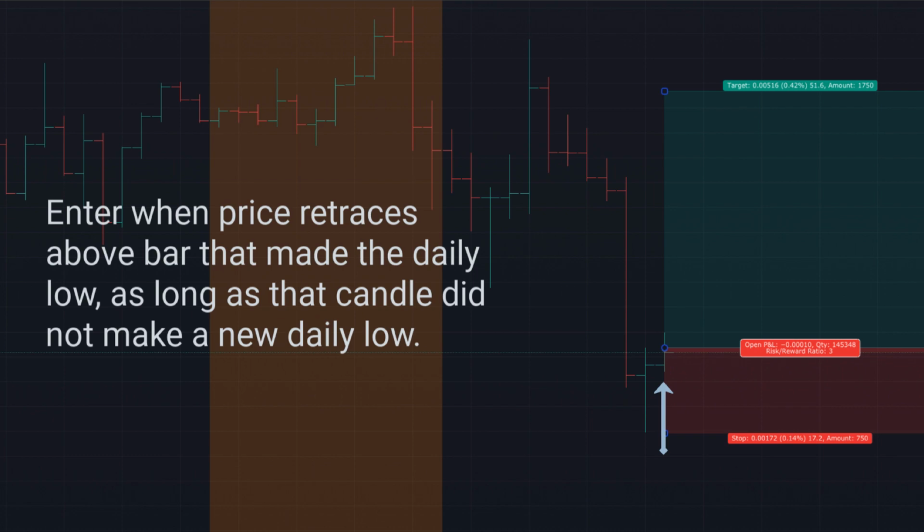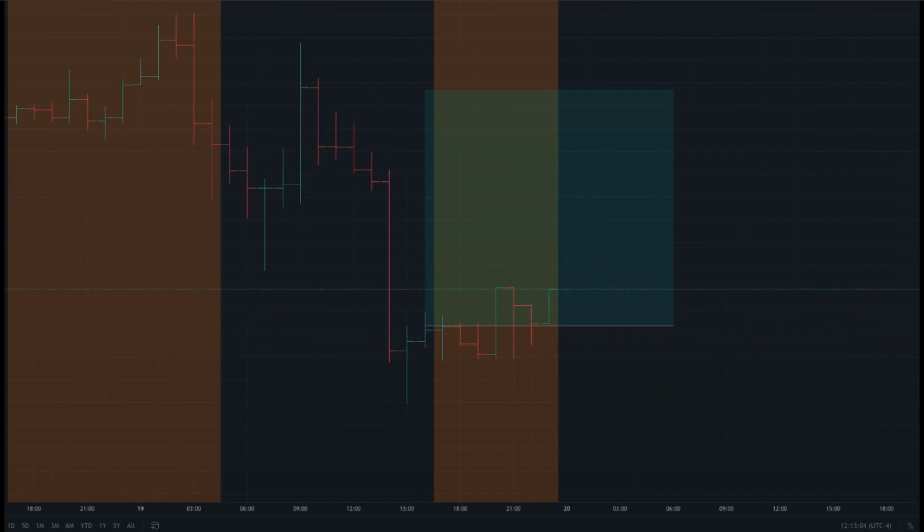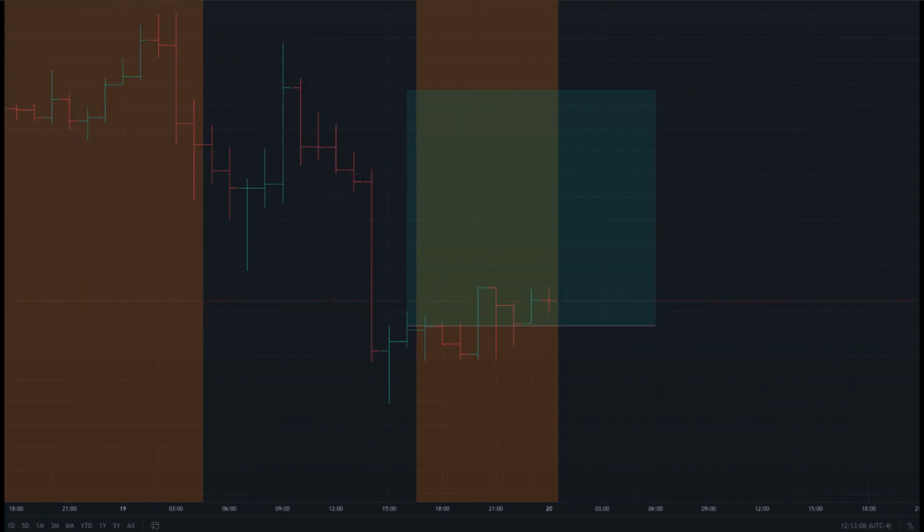We are going to place our order above the open of the bar that made the daily low, which would be this level here. We do not enter if the stop loss is greater than 5 pips. Once our entry is hit, we are going to target 3 to 1. When our trade goes 5 pips in our direction, we are going to move our stop to break even. Let's see how this trade plays out. And this one got stopped out at break even, which we will consider a win for our test.